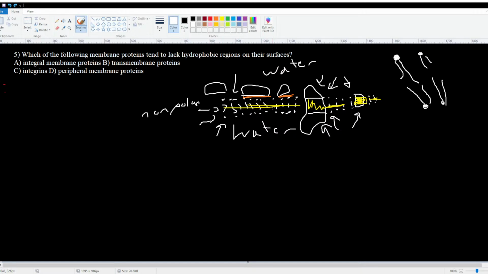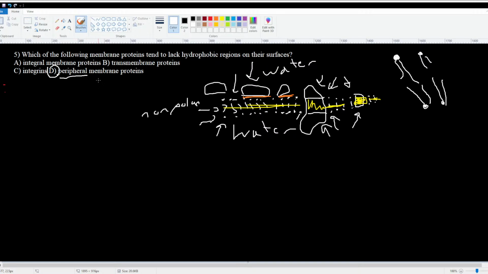Because to be integrated within the membrane, they have to be hydrophobic because the inside of the membrane is hydrophobic or otherwise nonpolar, of which you could use those terms interchangeably. Well, they both mean a little different things. It depends on the situation. Anyway, so what's gonna lack hydrophobic regions? Something that's not within the membrane. So what is that? Peripheral membrane proteins. So the answer is D.